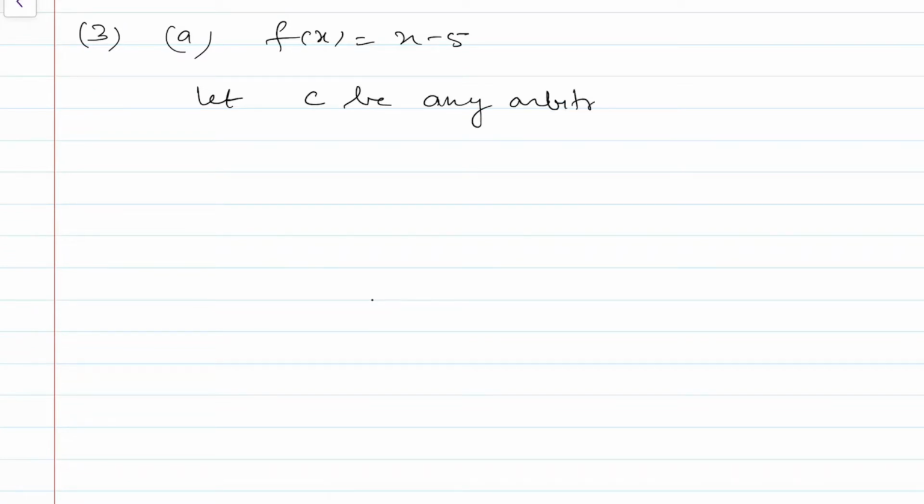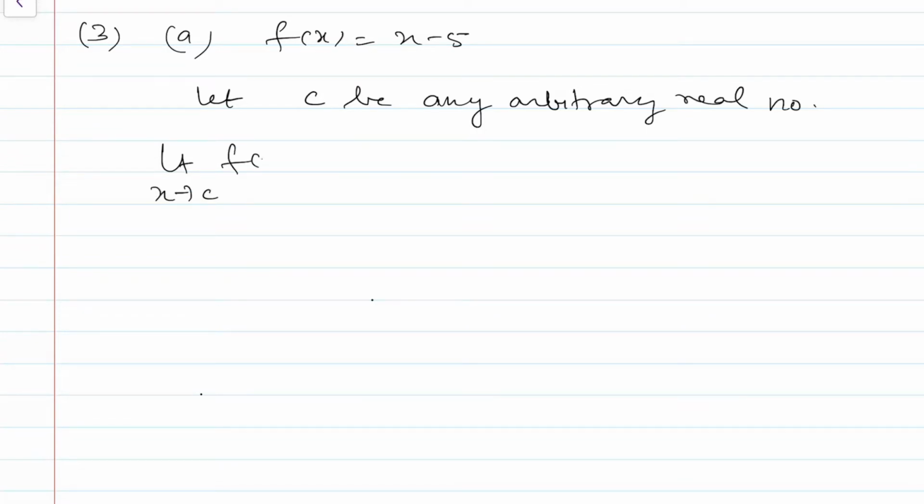In question number 3, we have to examine the continuity of the function. Functions are given. A, f(x) is equal to x minus 5. Now, as this is a polynomial function and polynomial functions are continuous, so obviously this is continuous, but we have to check it. So let c be any arbitrary real number. Now we'll check the continuity of this function at x equal to c. So at that point we'll find the limit on both the sides and the value of the function at x equal to c. So let us first find the limit.